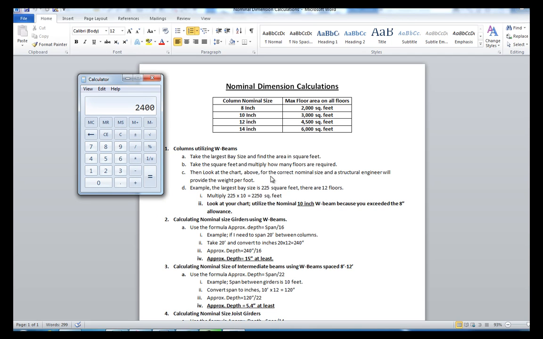Then look at the chart above for the correct nominal size. The structural engineer will provide the weight per foot. We already talked about that. So we just need to look up here and see. An 8-inch nominal size column, W beam, will have a maximum floor area of 2,000 square foot. We're exceeding that. So we need to go to the next one up, which is 3,000. Okay, we're not over top of 3,000, so this one will work, which would be a 10-inch column.